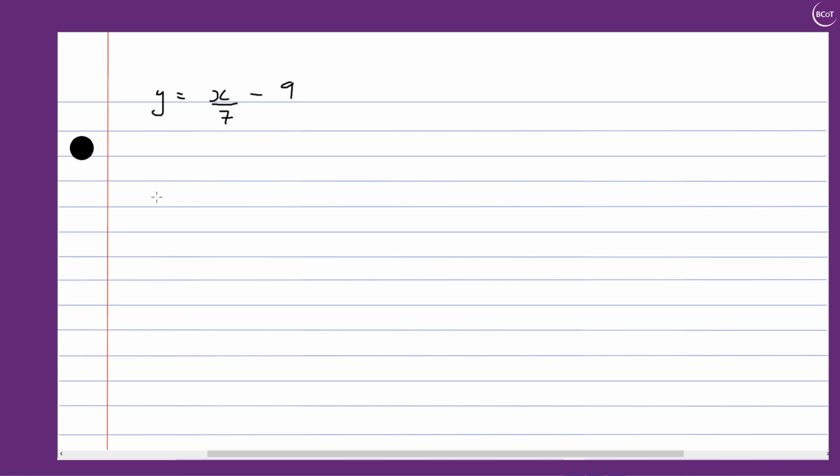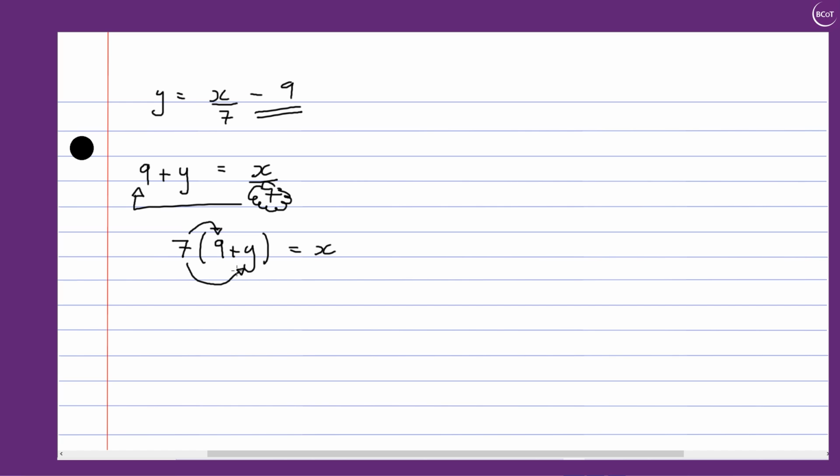Next one is y equals x over 7 minus 9. You've got something added or subtracted, so we can take the minus 9, change the side, change the sign. It becomes plus 9 plus y is x over 7. So now we slide and rise the 7, multiply the left hand side by 7, so 7 lots of 9 plus y equals x. Multiply out the bracket, 7 9s is 63. 7 y's is 7y, and that equals x. And that's correct, so we've got x on its own. It's the same as writing x equals 7y plus 63.